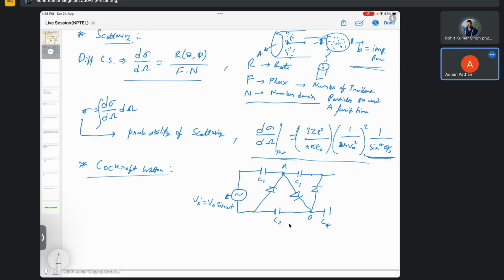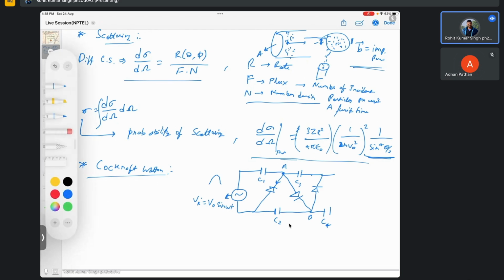Wait, wait, wait. But you're talking about the positive part of the signal, when the signal rises, the positive cycle, right? Yes, sir. Both cycles contribute to the multiplication. But in the positive cycle, the current will not flow through here, right? Yes. I mean, it depends on how you start.